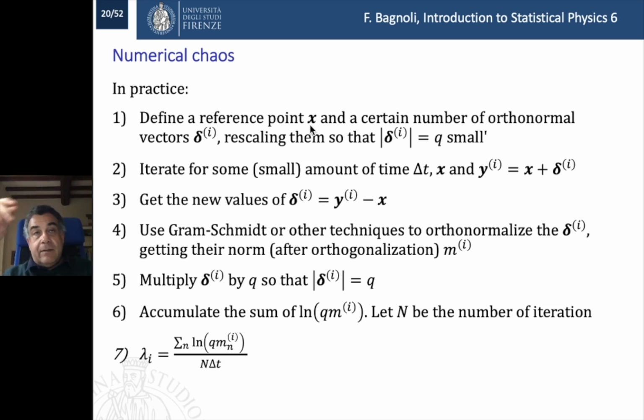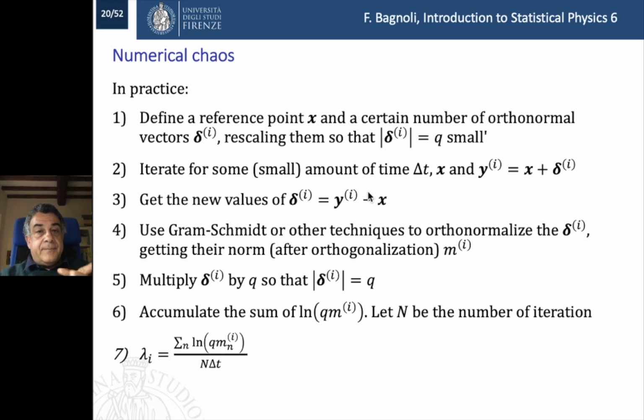So in practice, what we shall do in the computation is we have to take a reference point, one point that follows the trajectory. Then, instead of doing, as we have done theoretically, manipulation of derivatives, because this depends also on the numeric algorithm that one uses to compute the evolution of the system, it is much better to take a certain number of vectors, starting, say, with some small norm.